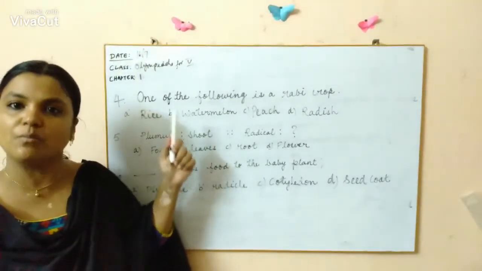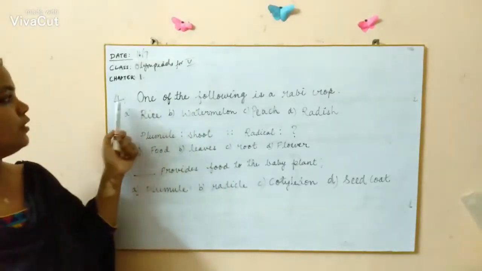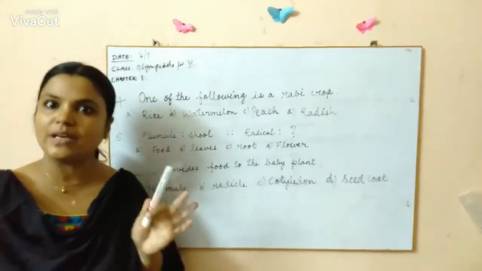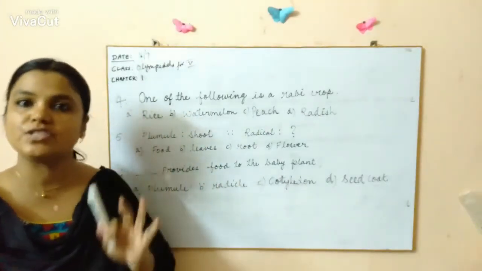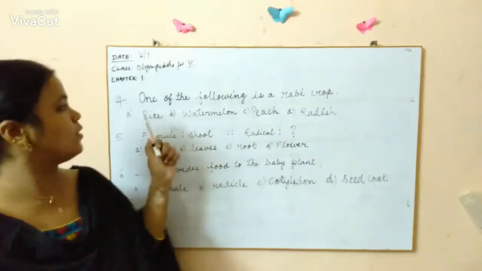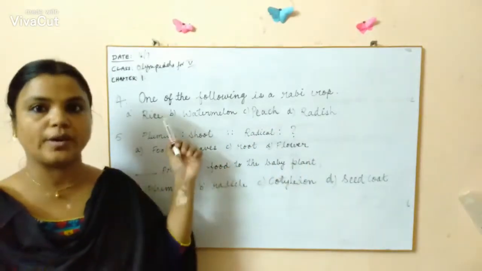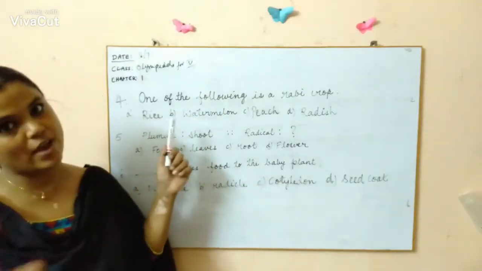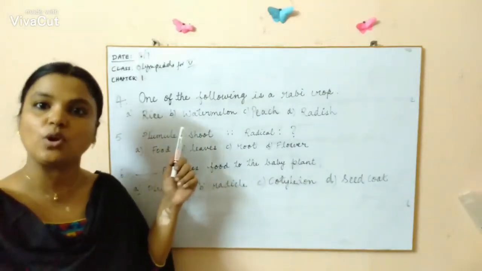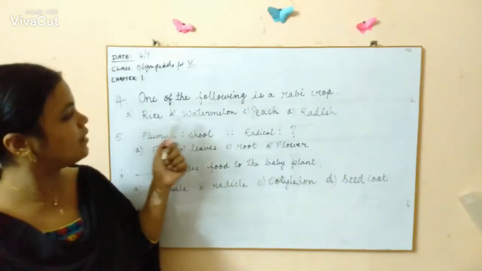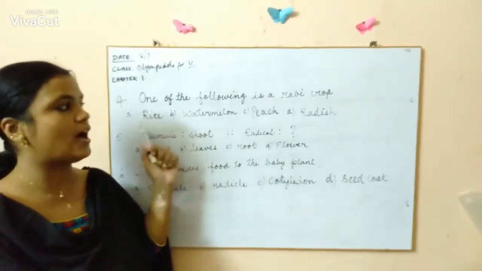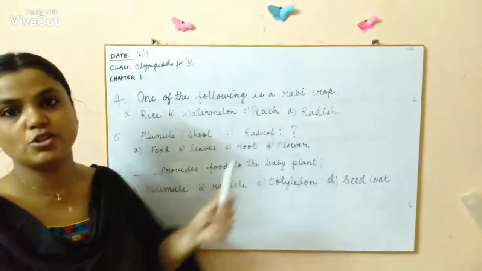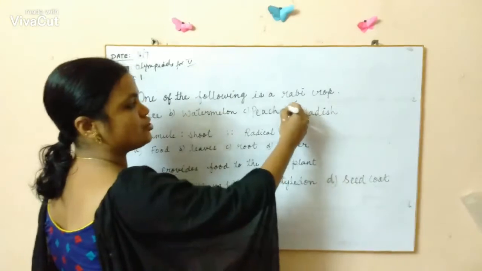So here we have some more questions now. One of the following is a rabi crop. So what are rabi crops, children? Those crops which are grown in winter, right? Out of these, one of these is a rabi crop. You need to have an idea about the examples of crops that are grown in winter. Here rice, watermelon and peach all are grown in summer. They are not rabi crops. So the correct option is D, radish.